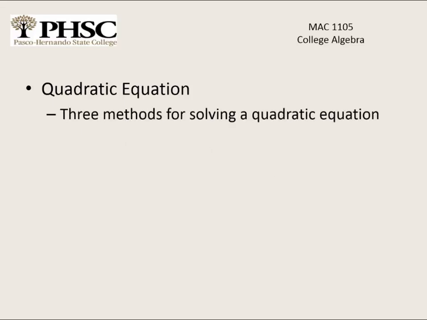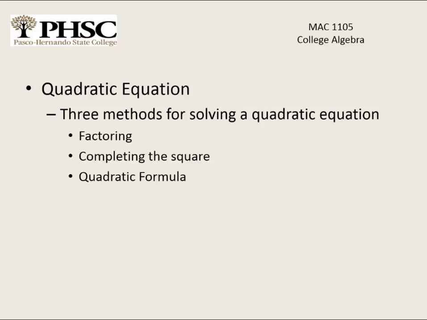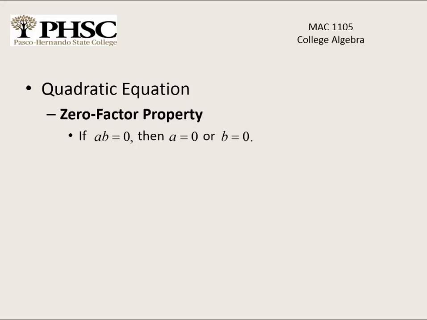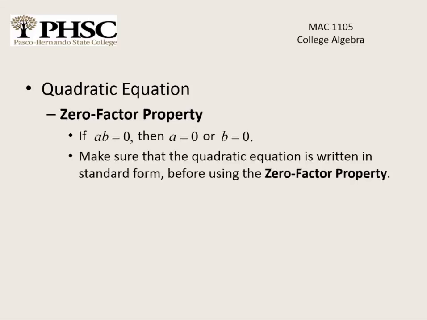There are three methods for solving a quadratic equation. The first one is factoring, the second one is completing the square, and the other one is using the quadratic formula. I'm going to go through each one of these in these two lectures. The first property I want to talk about is the zero factor property. It states that if a times b equals 0, then either a or b or both are equal to 0. Make sure that the quadratic equation is written in standard form before using the zero factor property.